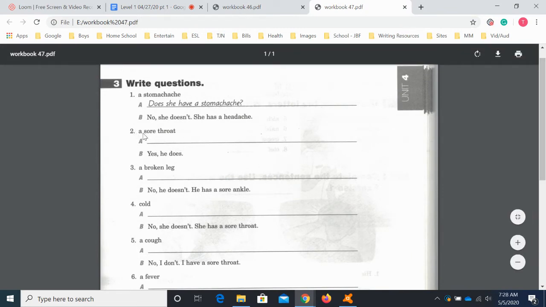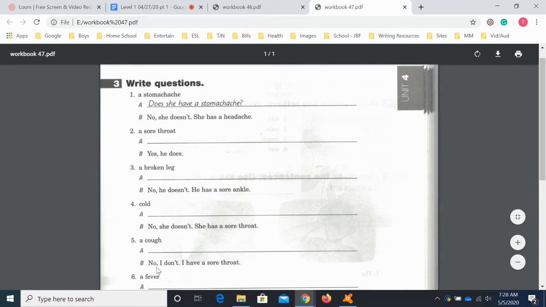We see here a sore throat, and the answer is yes, he does. Number 3, a broken leg, and the answer is no, he doesn't. Let's come back to number 2, a sore throat, yes, he does. So we know our subject is he. A broken leg, no, he doesn't. So we know our subject is he. Cold, no, she doesn't. We know our subject is she.